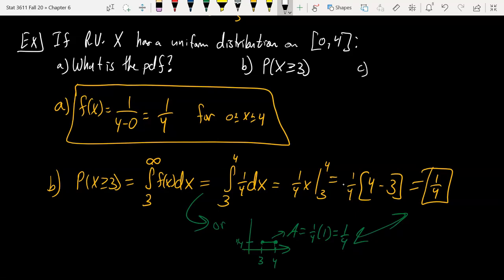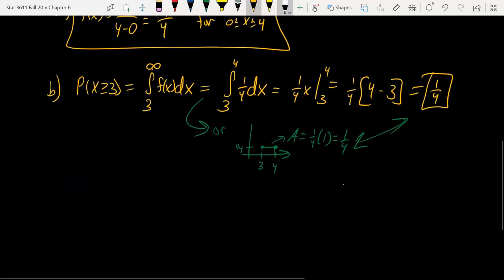Let's talk about maybe the probability that x is, let's say, greater than or equal to 3, given x is greater than 2. Given that x is greater than 2. Let me just add that here real quick. So here we go for part C.